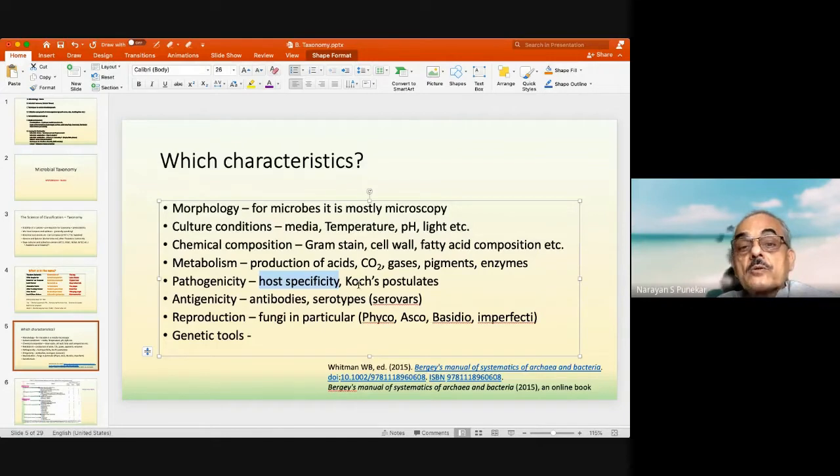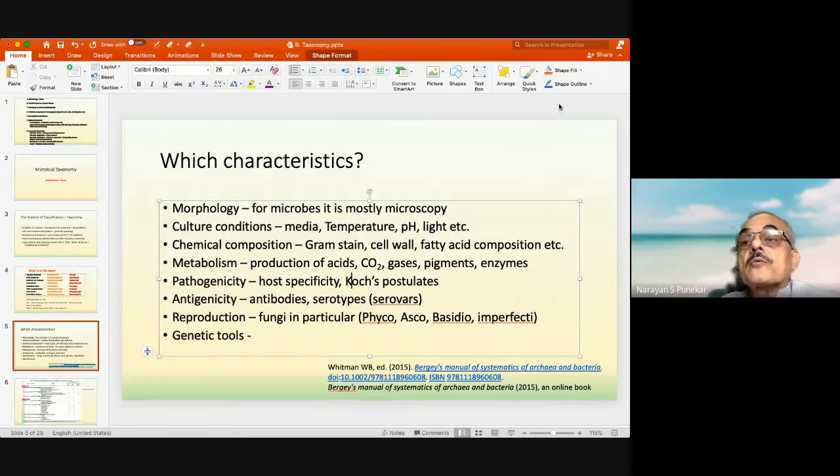And obviously pathogenicity is well defined, and how you define a particular organism as pathogenic is by Koch's postulates. I'll just show you a slide to brush up your background on Koch's postulates. Then obviously each organism would be antigenic; its cell surface features are different, and animals, particularly mammals like us, generate an antibody response. We generate a host response. Antigenicity is used, and we do have serotypes.